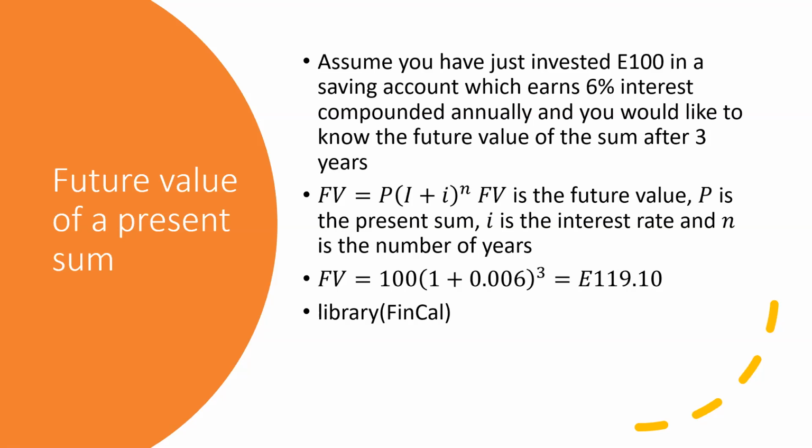So you do that, then you get 119.1 Emalangeni, which is the future value. So the future value of investing 100 Emalangeni in a savings account compounded at 6% interest rate for 3 years is going to give you 119.1. And like I said, we will see how to do that also using R.